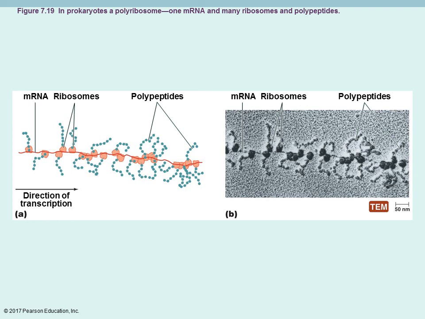Now in prokaryotes especially, you often have what are known as polyribosomes or polysomes. This is where you can have one strand of mRNA and you can have multiple ribosomes attached to that mRNA, various stages of translation occurring. Because with prokaryotic cells, you do not have a nucleus, and transcription and translation are both occurring in the cytoplasm. You can theoretically be having transcription and translation occurring at the same time. So you can be making that mRNA, and before you've even finished making the mRNA, you can start translation.